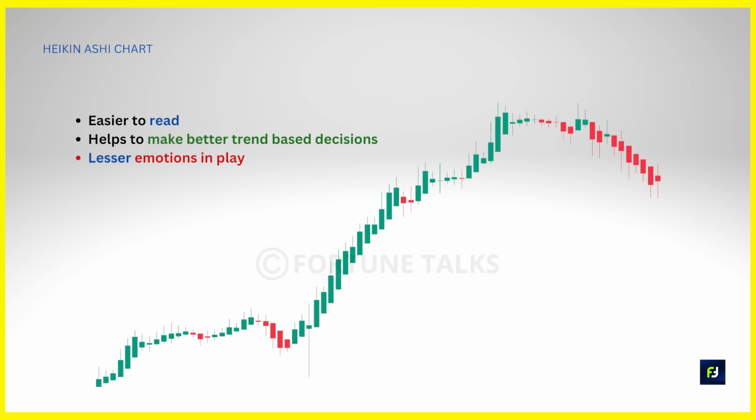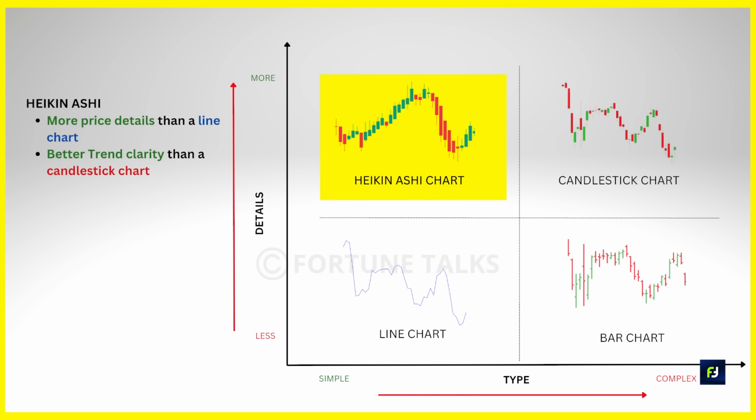So basically, Heikin Ashi is a modified candlestick chart technique that rearranges how the price is displayed so that trend traders can have a higher confidence level when deciding whether to remain in a trade or exit their positions. Now, talking about details, it has a lot more detail than a line chart, though not as much detail as a candlestick chart. But in terms of trend analysis, it has a lot more clarity than a traditional candlestick chart, though not as much clarity as a line chart.